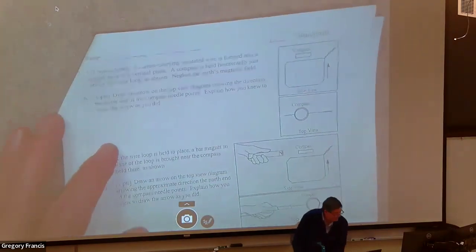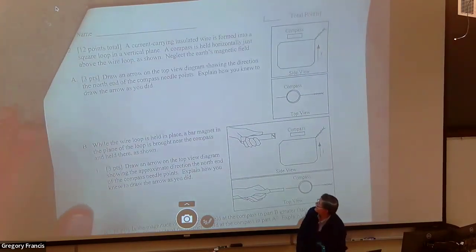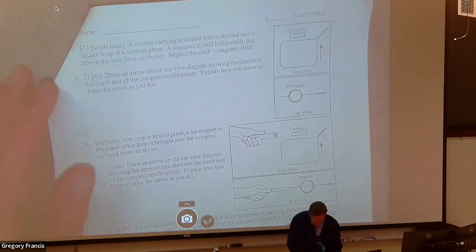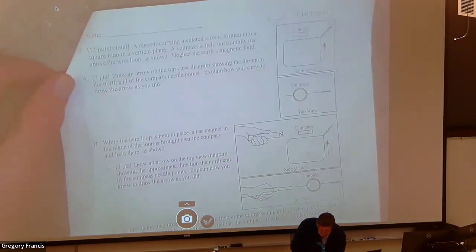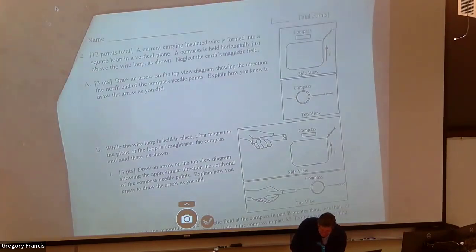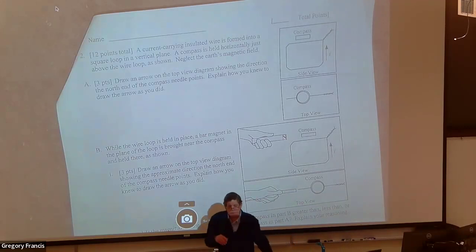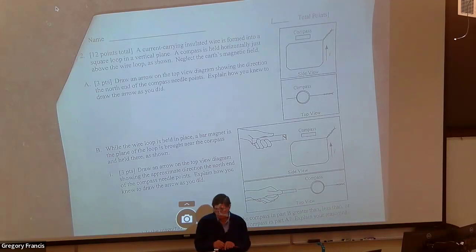Okay, so can you read that okay? Yeah, okay. Current carrying insulated wire is formed into a square loop in a vertical plane. A compass is held horizontally just above the loop. The wire loop is shown. And here we want the current in that loop to be big enough that the magnetic field due to the loop is so much stronger than the magnetic field due to the earth that we can neglect the magnetic field due to the earth. Okay.